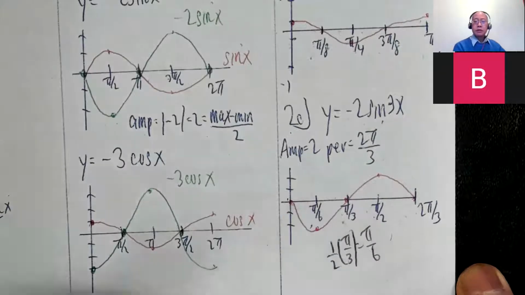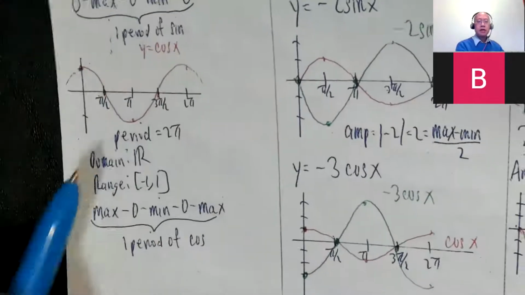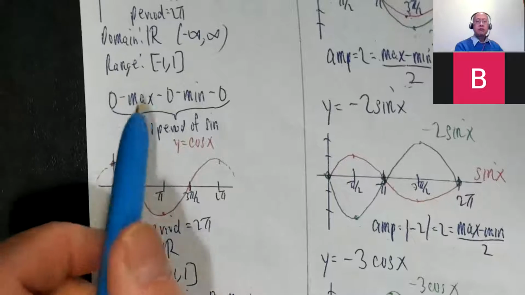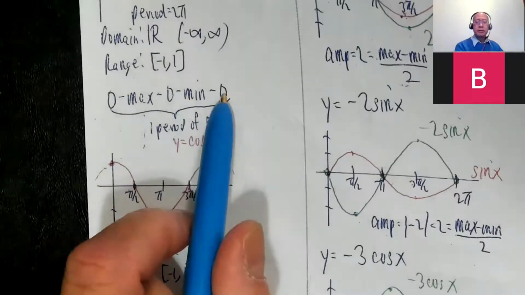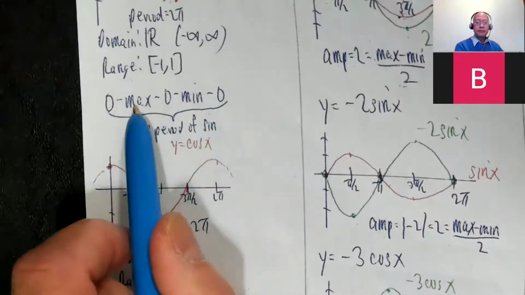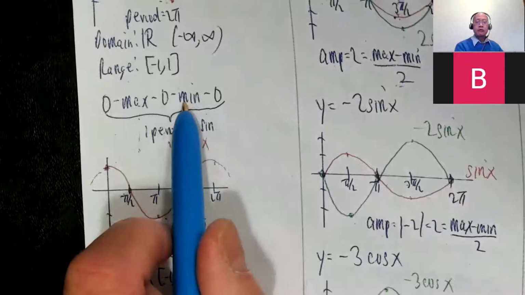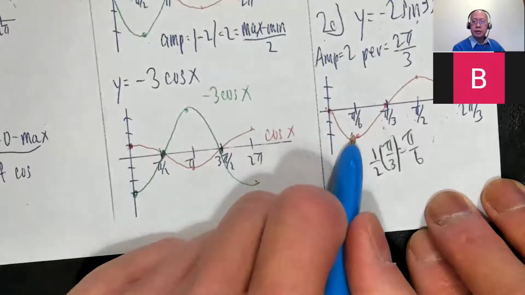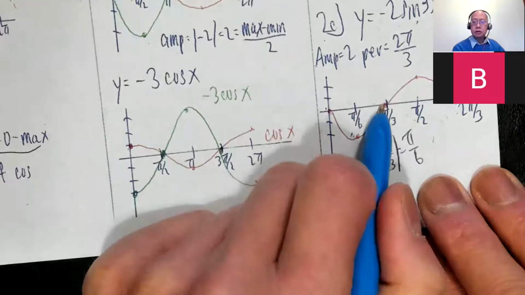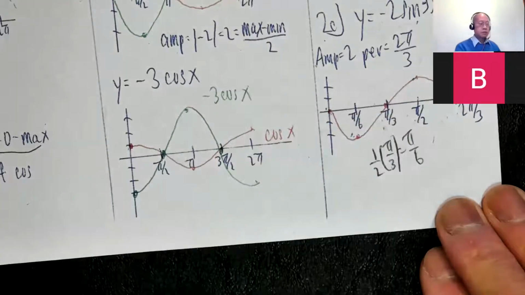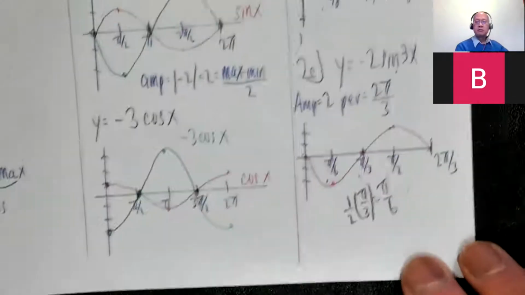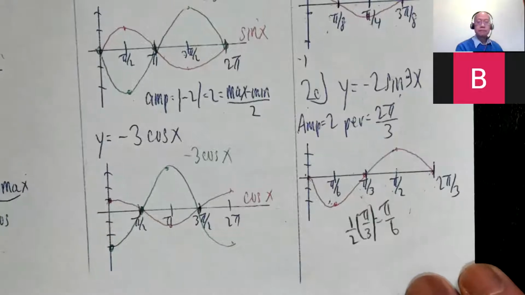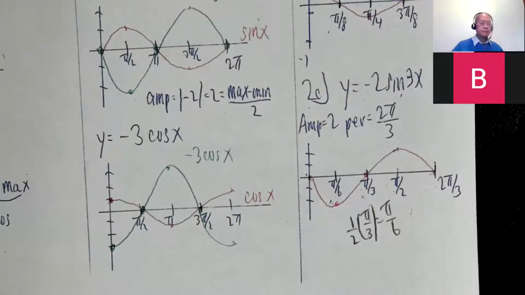All right. A regular sine function goes 0, max, 0, min, 0, but because there's a negative in front, the quarter mark is a minimum, and the 3/4 mark is a maximum. So 0, min, which is -2, 0, max, 0. And there we go. That's the way it goes.